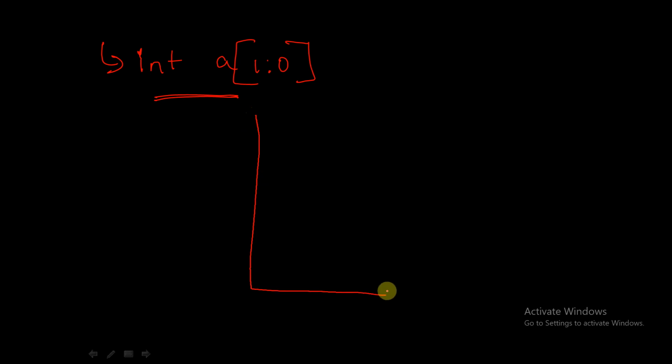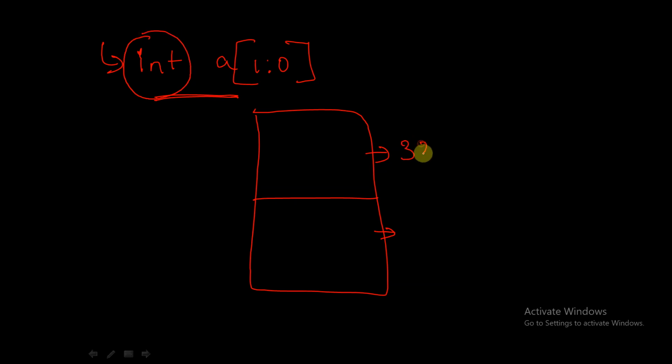So let's see an unpacked array example. Suppose int a[1:0]. So this is an unpacked array where we have two locations. This is the first location and this is the second location. Can anyone tell me what is the size of these locations? How many bits can be stored in each location? 32, yes, because the data type is int. So each location will have 32 bits.